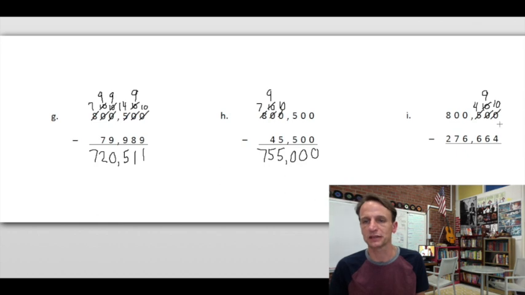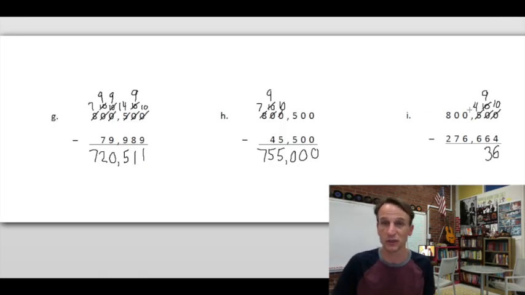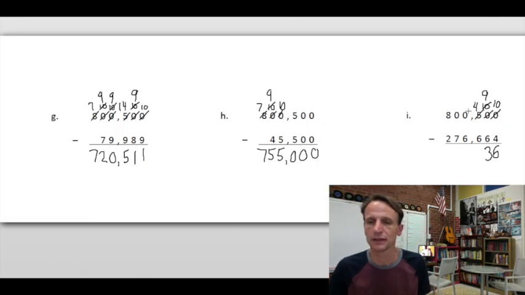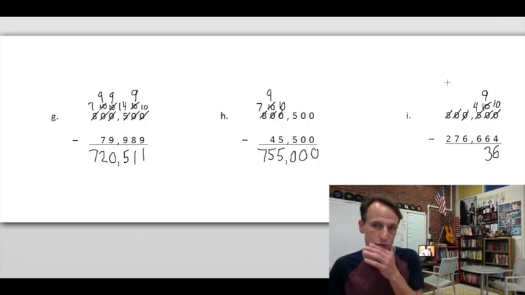All right, 10 minus 4. You know your make 10 facts. 4 and 6 make 10, right? And now 9 minus 6 is 3. Good. Confound it. We cannot take 6 from 4, can we? Were you thinking 2? We gotta do some decomposition here. We have zeros we need to move across to get to some actual values.